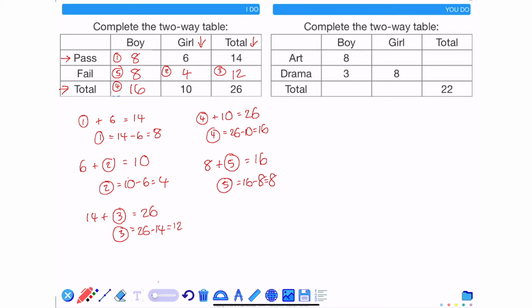So looking at the total number of boys to begin with, I know 8 boys did art and 3 boys did drama, and this is equal to the total number of boys. The total number of boys is therefore 11. Looking at my totals next, I know that 11 boys were in the table altogether, and add on the total number of girls, this should be equal to 22. So I know that the total number of girls will be 22 minus 11, which is 11. There are 11 boys and also 11 girls in this table.